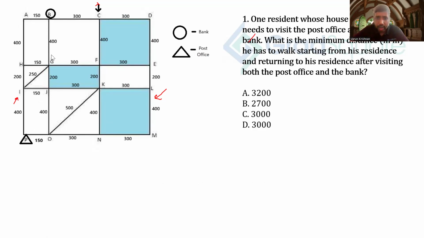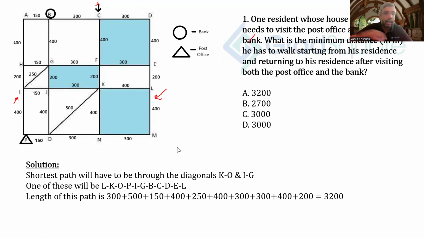So if I do that, and if I write down the sequence of my path from L to P and then from P to B and then from B to L, then this is going to be the shortest path, right? It's going to be L, K, O, P, I, G, B. And then after that, you can just do C, D, E, L, and that's it. You're done.